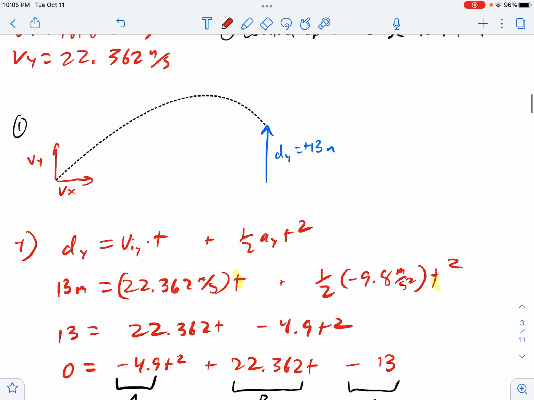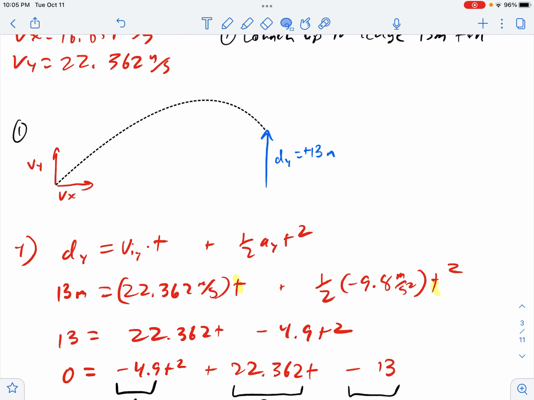If I go back up to my sketch, well, this 13 meters actually happens twice. The projectile reaches this height once on the way up and then once on the way down. So this one over here would be that first time, 0.684 seconds. And that's not the one they're interested in, because if we launch it like this, we're going to run into the ledge. We're not going to actually land on the ledge.